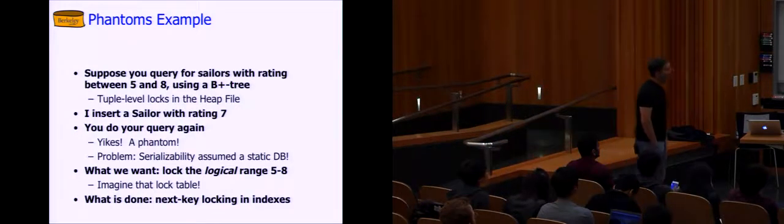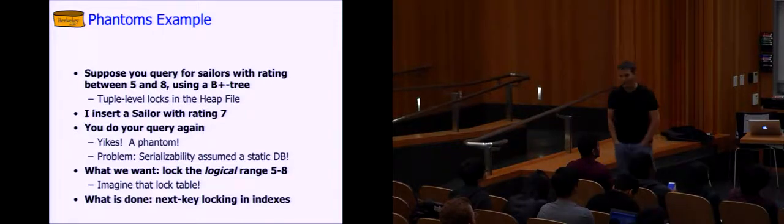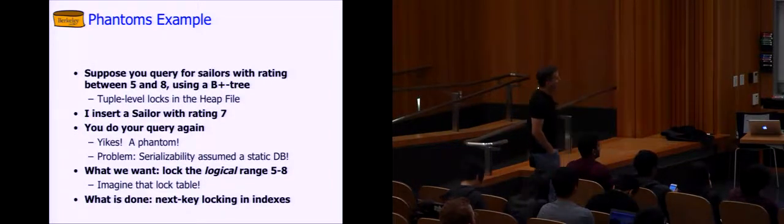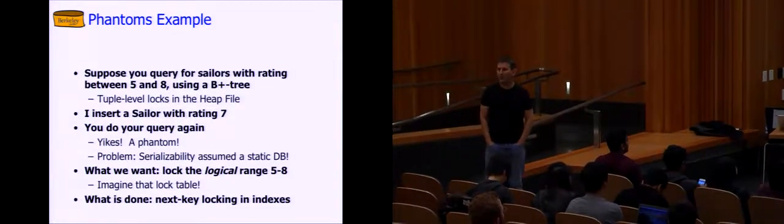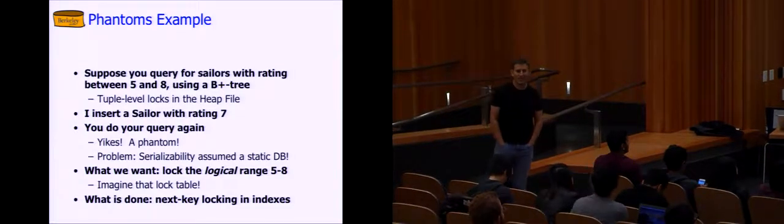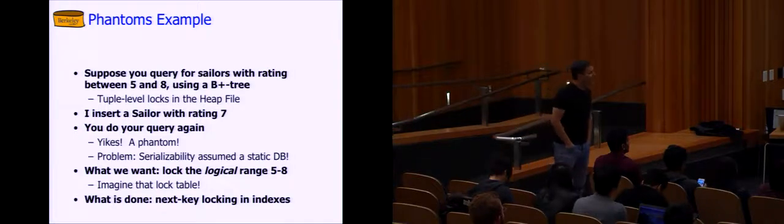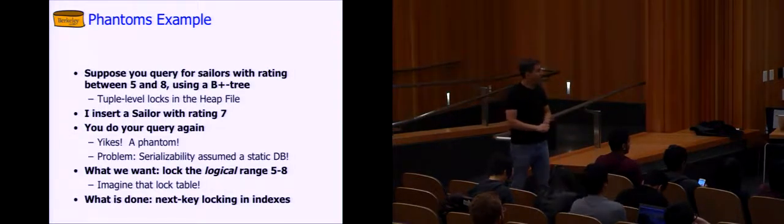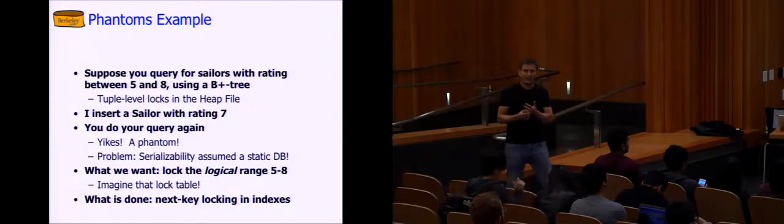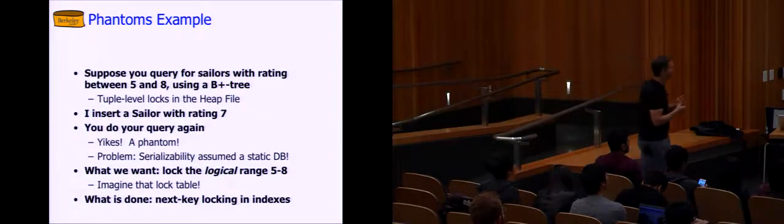So you do that. And meanwhile, I insert a sailor with rating 7. And you do your query again, and oh my God, there's a new sailor that wasn't there before. So you're in a single transaction. You query for all the sailors with ratings between 5 and 8. You see them. There's like 12 of them. And then you come back in the same transaction. You run that same range query again, and there's a new sailor. It's a phantom sailor. It's the phantom sailor of the night.